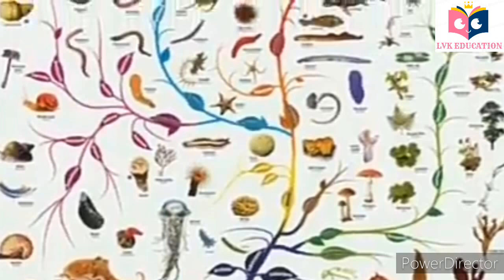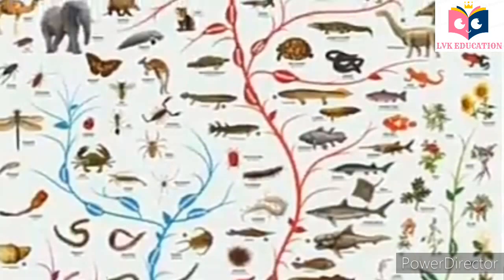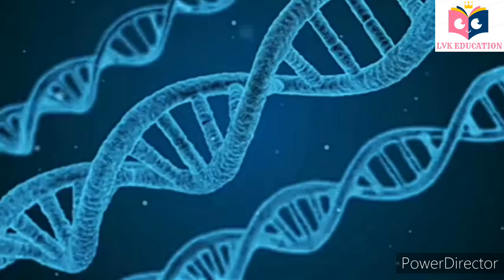Like this, from one cell all different kinds of birds, animals, and humans have evolved. This is called evolution. To understand evolution, we need to know about DNA.